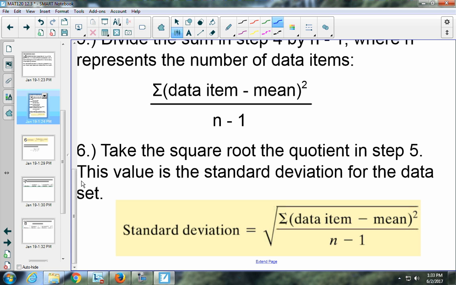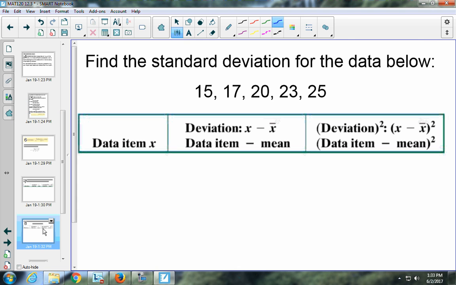Most of the time, when we're trying to find the standard deviation, we organize our calculations in a table. So I'm going to walk you through the calculations for this example. The first thing we need to do is find the mean. Remember, we find the mean by adding all of the data items together. So if I add 15, 17, 20, 23, and 25, I'll have 100. And then we need to divide by the number of data items. There are 5 data items, so I divide by 5, which gives me a mean of 20.